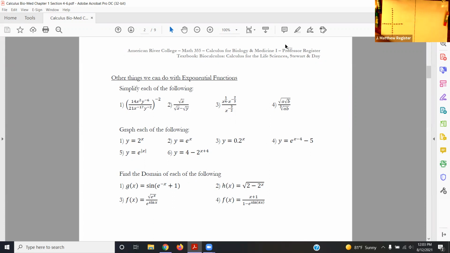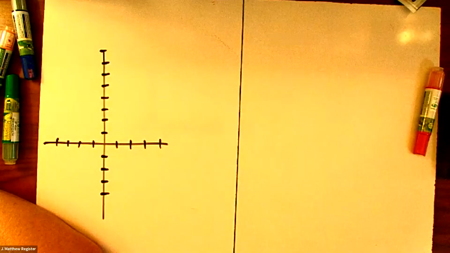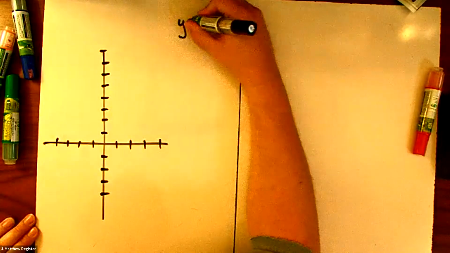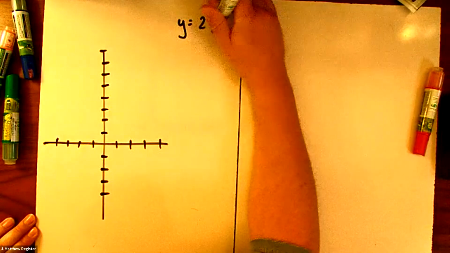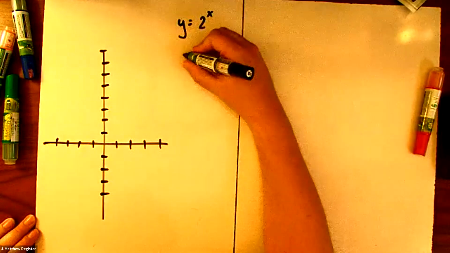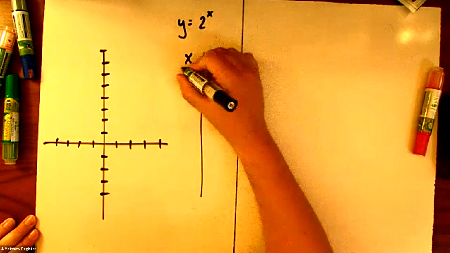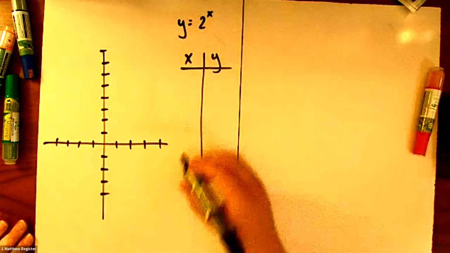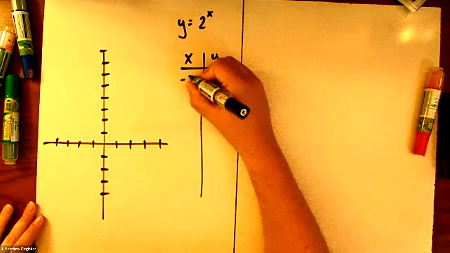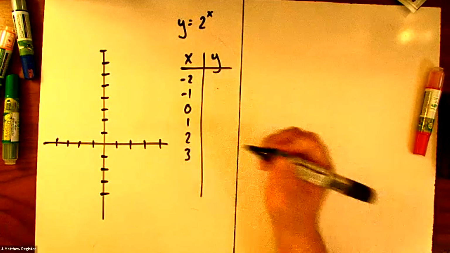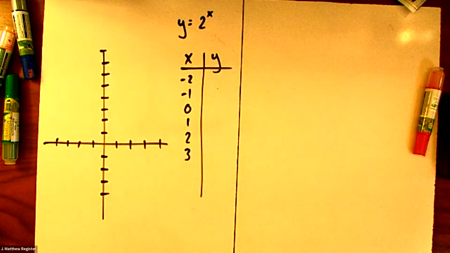There we go. So we're going to graph the equation y equals 2 to the x. Now, when in doubt, if you're able to, you can always go back, just create a chart with x and y, and then just plug some values in. Let's say we start at -2, then -1, 0, 1, 2, 3. That should get us pretty far.